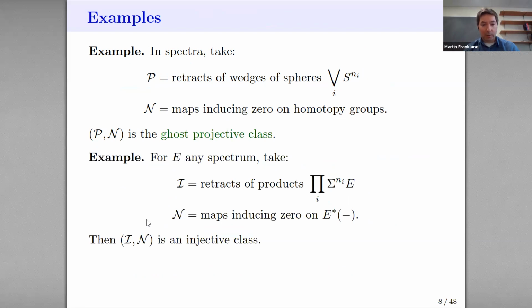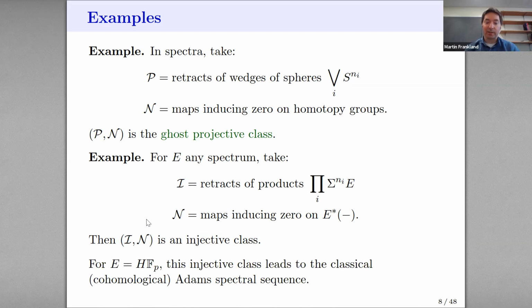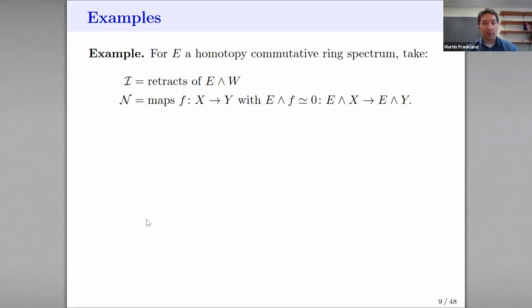And if you take a spectrum E, and you take shifts of E and products and retracts, then you end up with an injective class whose null maps are those inducing zero on E cohomology. And in fact, that is the classical example where E was just HF_p, the mod p Eilenberg-MacLane spectrum. That gives you the cohomological Adams spectral sequence. But the Adams spectral sequence is more useful if you turn it into the homological version often. So you want that as well. And it's also an example that fits into that framework.